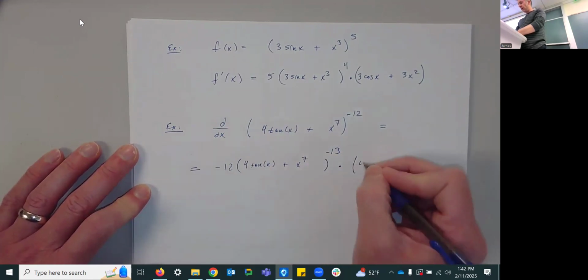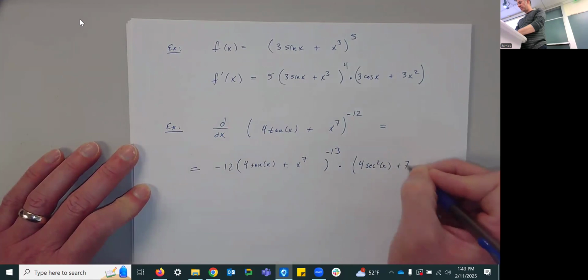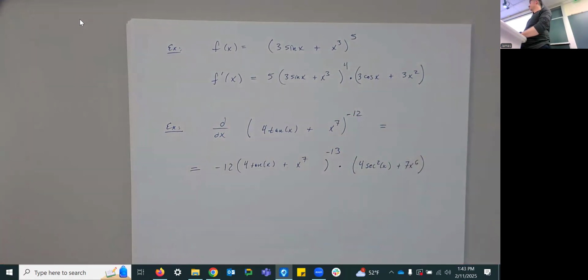Okay, the 4 hangs out, the derivative of tangent of x is secant squared of x, and then the derivative of x to the 7th is 7x to the 6th. So definitely the power rule versus the chain rule, not too terrible. You've got a bunch of stuff to some power. You do the power rule on the outside, leave the inside alone, multiply by the derivative of the inside.